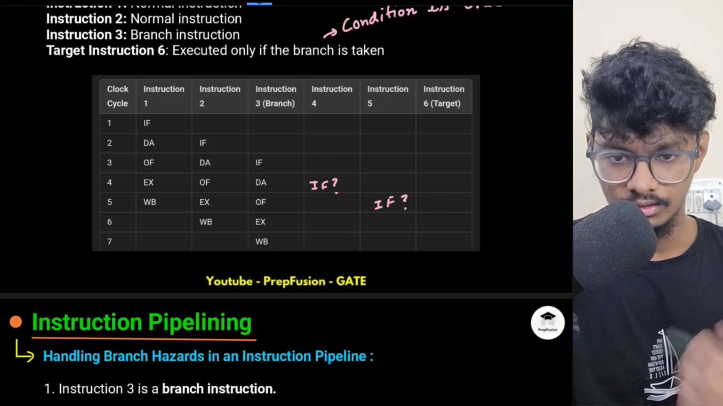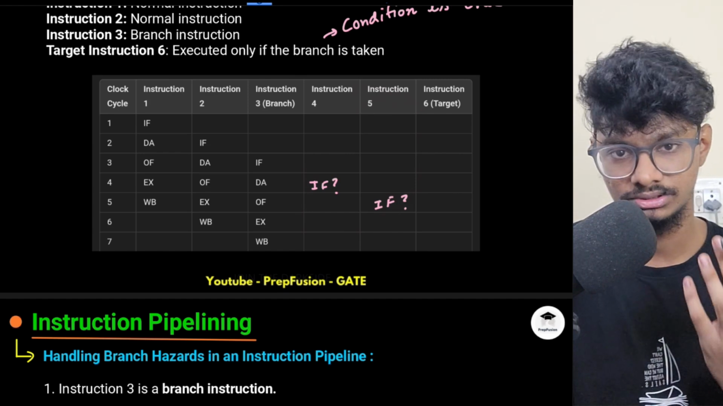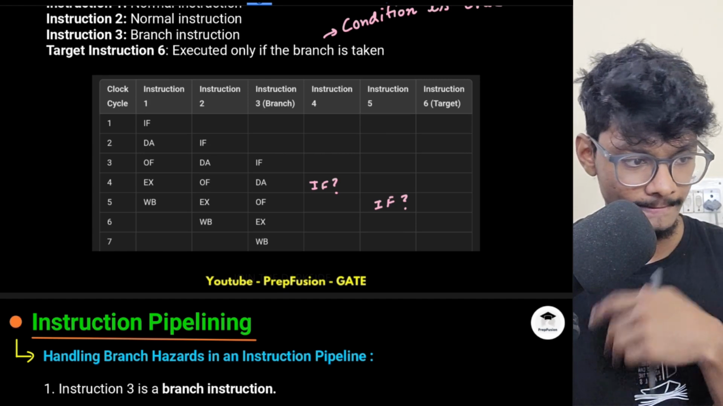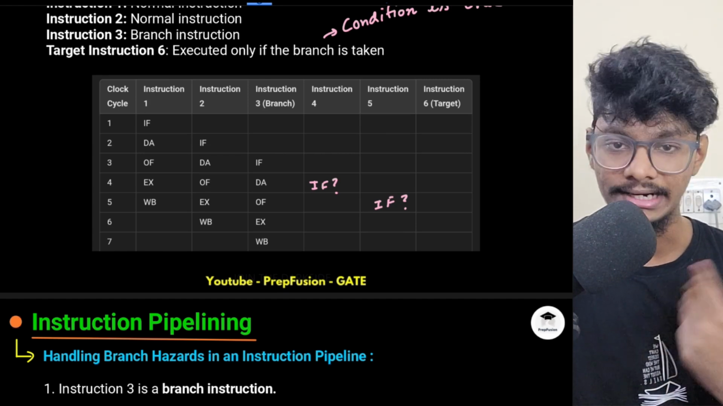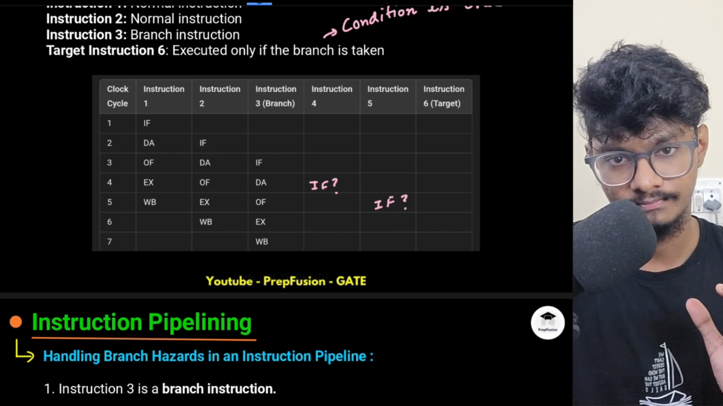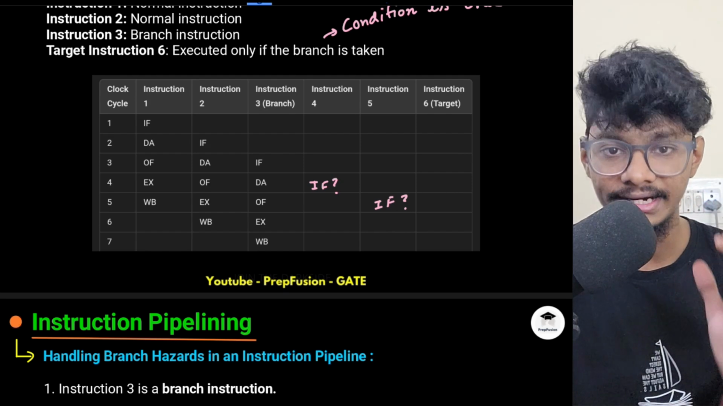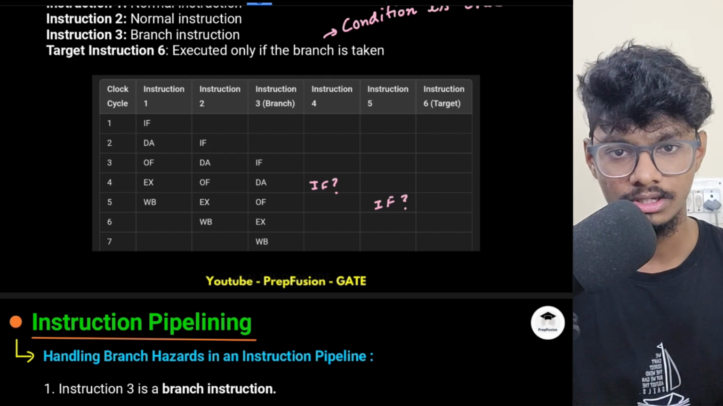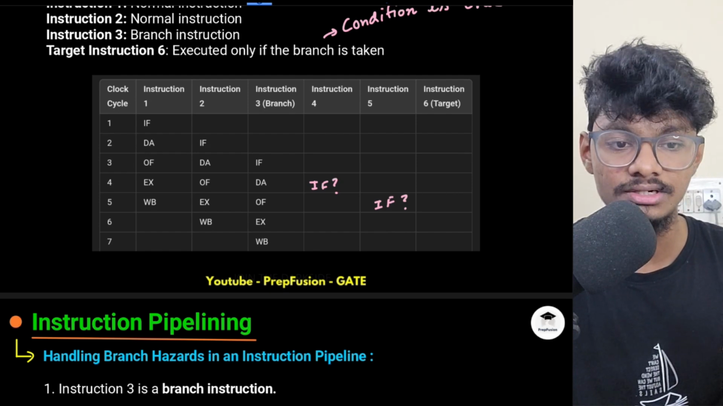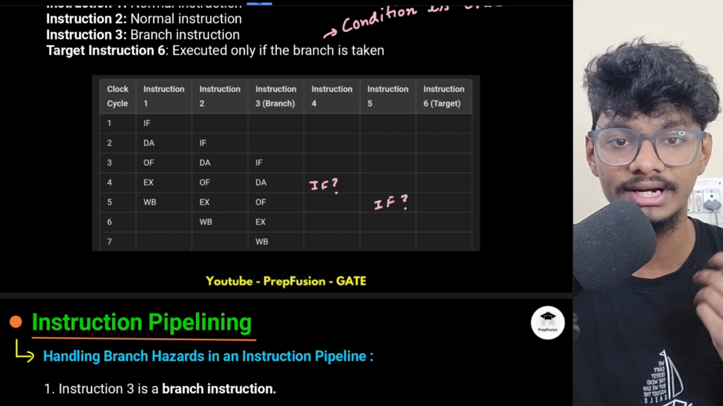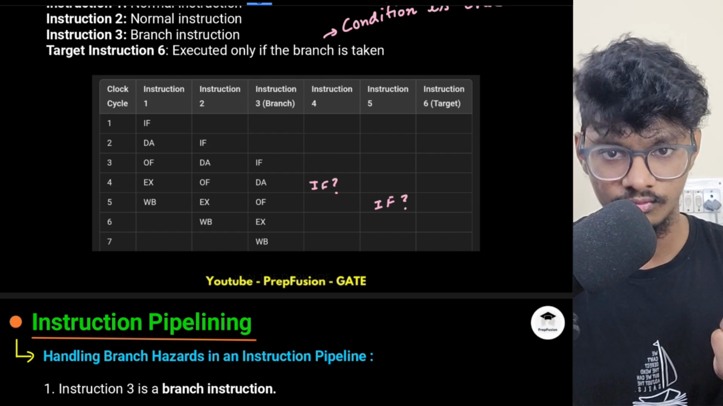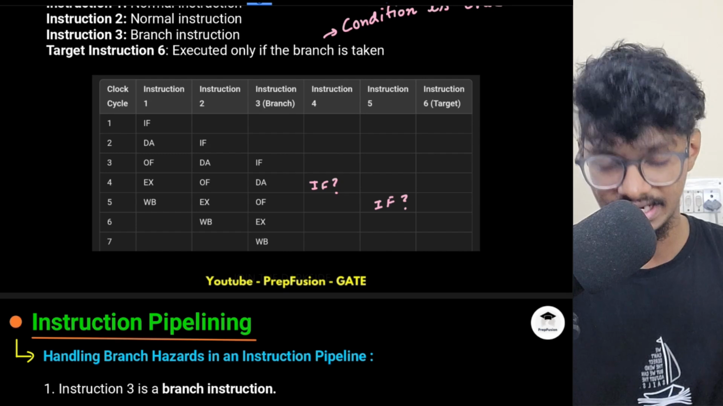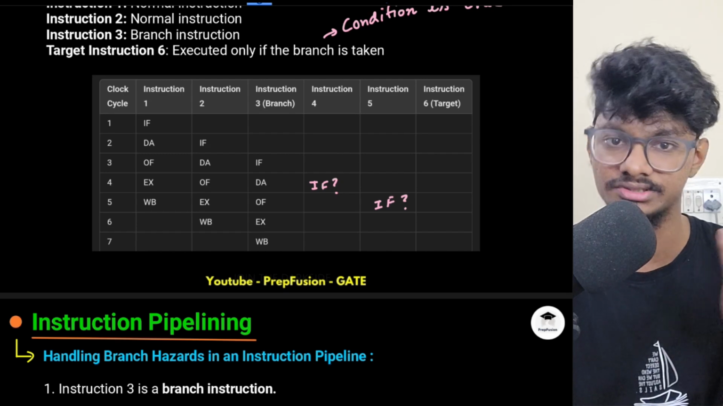What we do, the general guideline that we follow, is we wait until the condition is calculated. We wait for the condition to get evaluated. If it is true, then we'll fetch instruction I6, sorry. If it is false, we'll fetch the instruction I4.